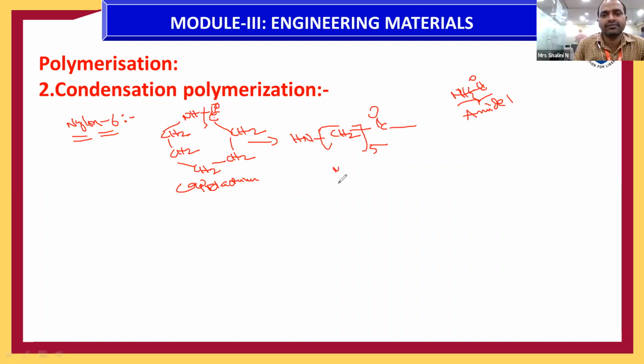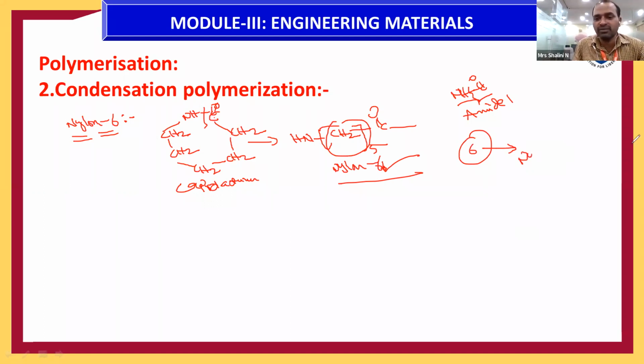Why do we call it nylon 6? Because here, how many carbons are present? 5 plus 1, 6 carbons are present. So we simply denote it as nylon 6. This is about the preparation of nylon 6. Condensation polymerization means monomers combine to form a large molecule with elimination of a small molecule. The monomers have partially positive and partially negative charges, so removal of a small molecule takes place easily.